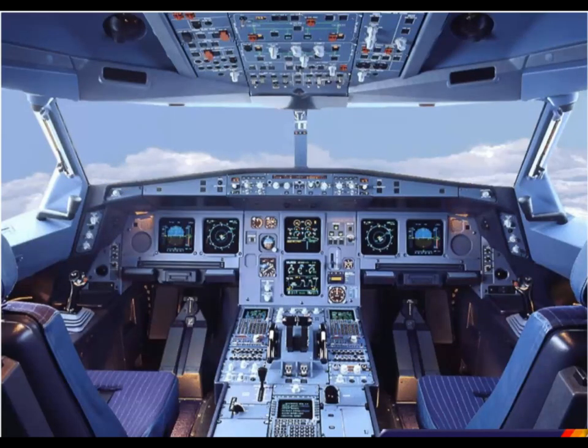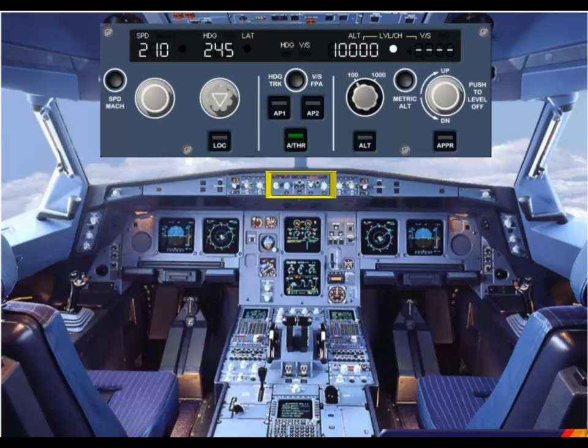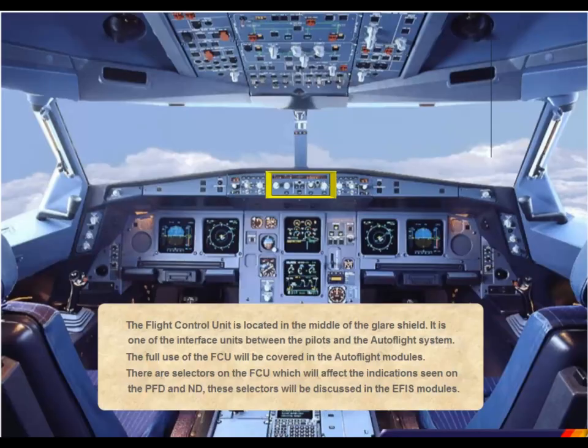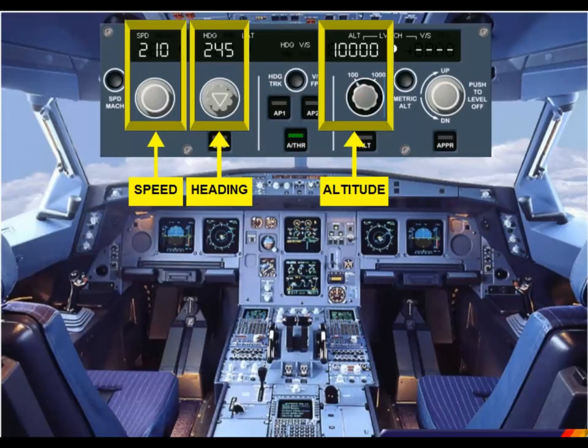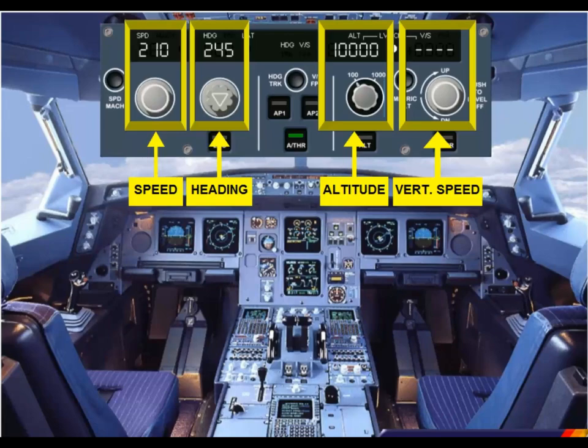The Flight Control Unit is located in the middle of the glare shield. It is one of the interface units between the pilots and the auto-flight system. The full use of the FCU will be covered in the auto-flight modules. There are selectors on the FCU which will affect the indications seen on the PFD and ND. These selectors will be discussed in the EFIS modules. The selectors with their associated indications are provided for speed, heading, altitude, and vertical speed. You will see how these selectors affect the EFIS displays in the modules that follow.